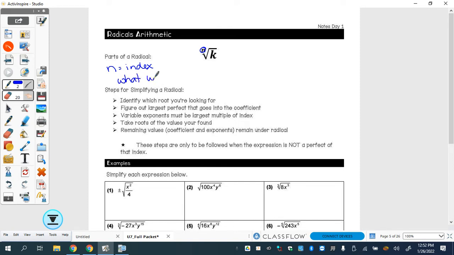Your index is what root are you looking for? Whatever number is there tells you what root we're looking for. If there's a 3, we're looking for a cube root. If there's a 5, we're looking for a 5th root. Commonly, you see no number written there, and that just indicates it is your square root. We've seen that a lot already. If there is no number out in front, it is your square root. Some people will put a 2 there, which is the other way to show a square root. You could put the 2 or leave it blank.